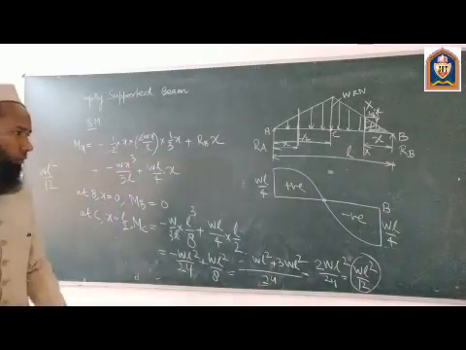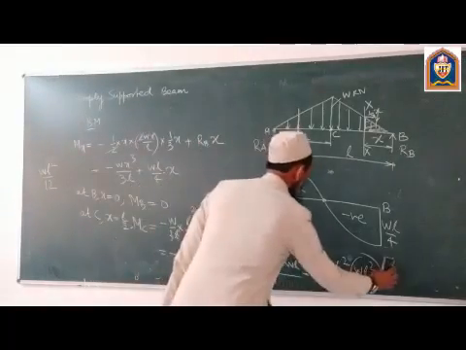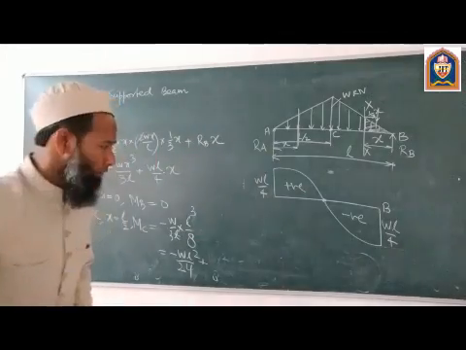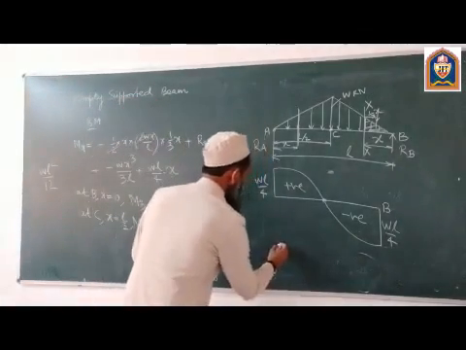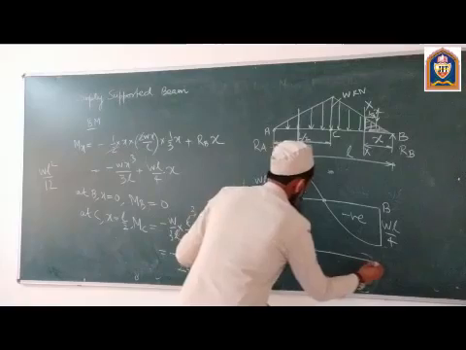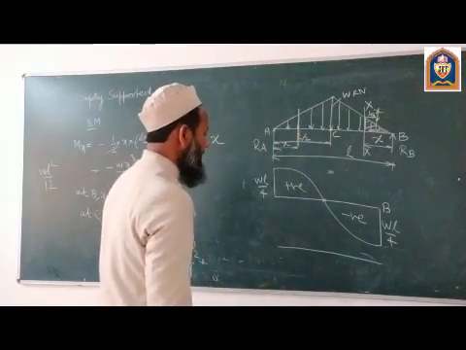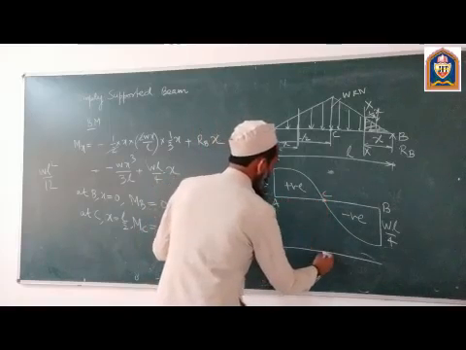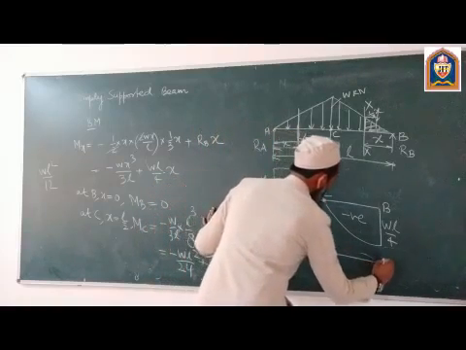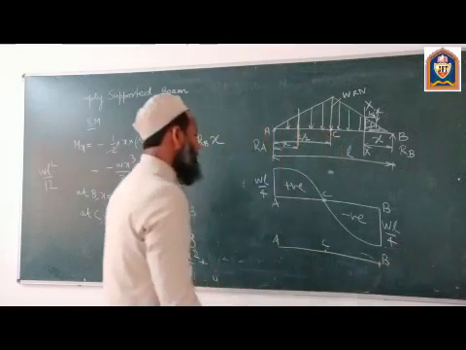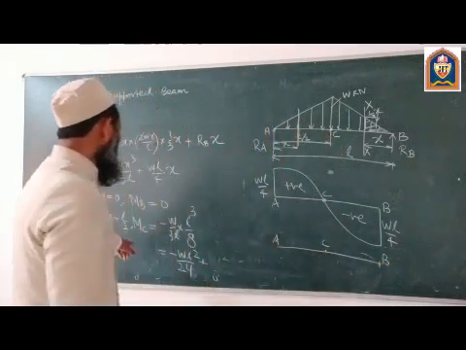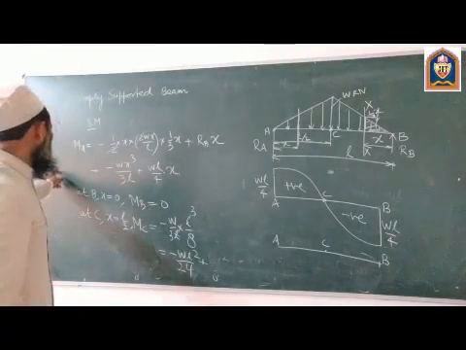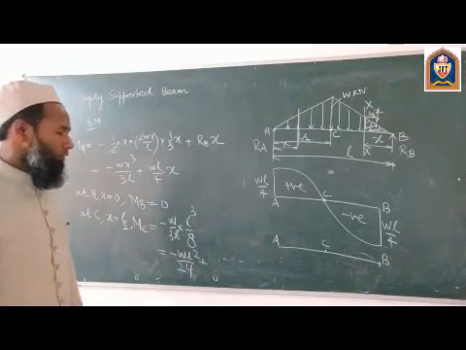So now we are going to rub this and we will draw the bending moment diagram. As you have seen, this is A, this point is C, and this point is B. The bending moment at B is 0, and the bending moment at C is WL square upon 12.